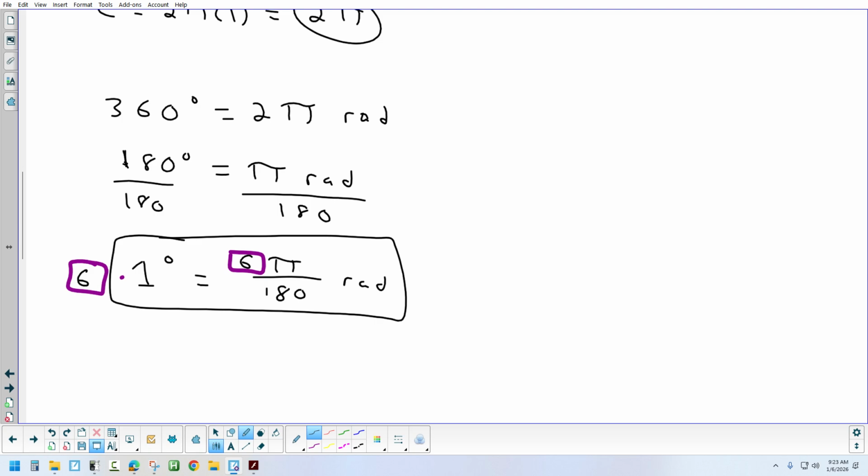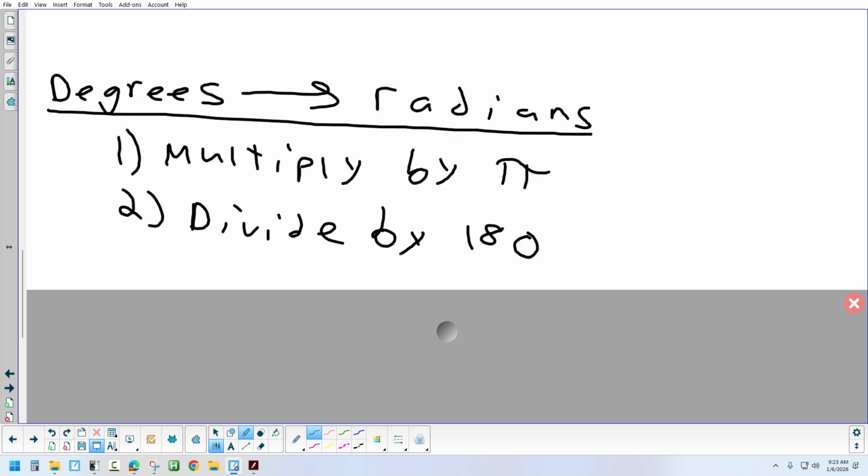What you're multiplying by isn't important. Okay? You can put whatever you want in the purple box. That's what you're trying to convert. This is the part that's important. Whatever you're trying to convert from degrees to radians, you have to multiply by pi, and you have to divide it by 180. But you can put any number you want in that box, 6, 12, negative 8. You've got to multiply by pi and divide by 180. Those are the 2 steps to convert from a degree to a radian. Multiply by pi, divide by 180.